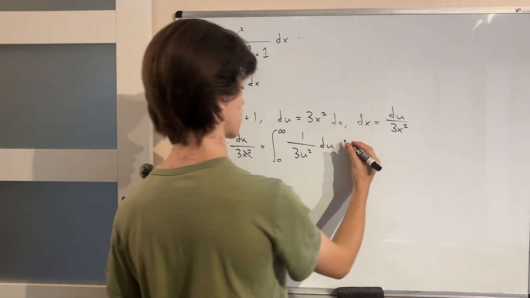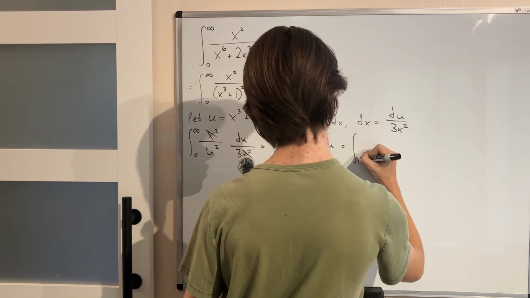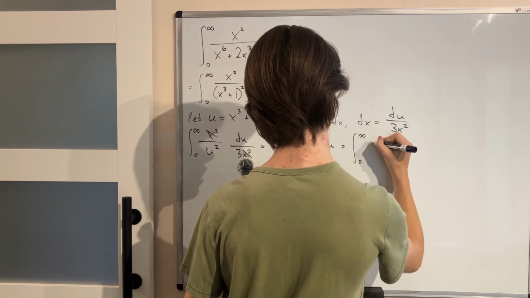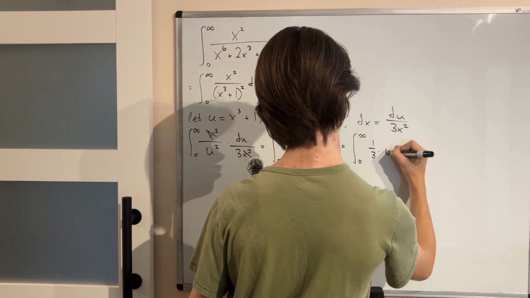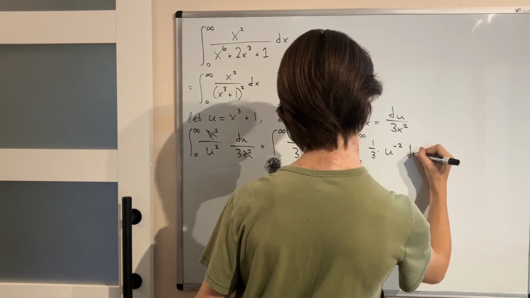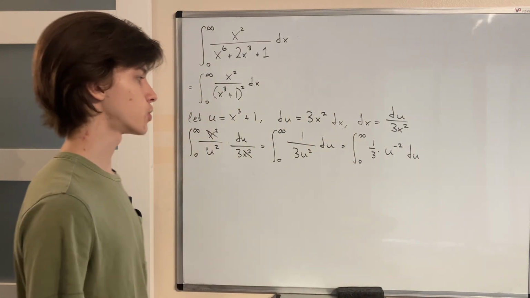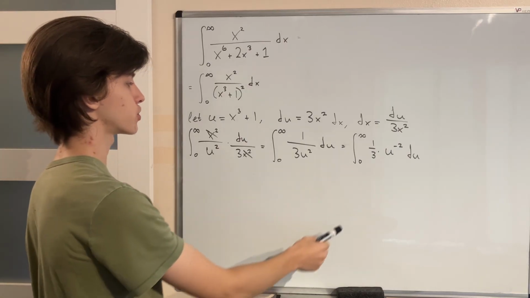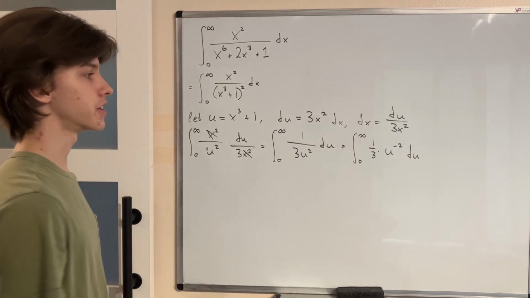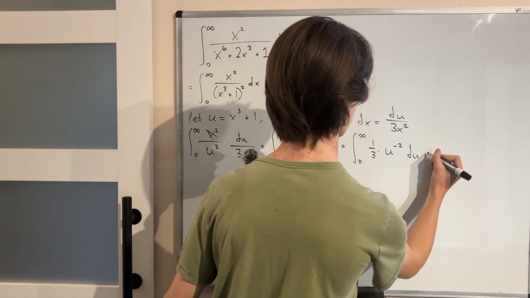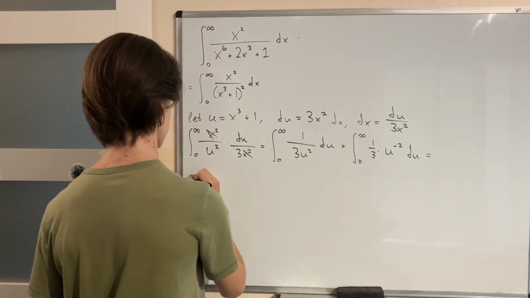This integral is equal to the same integral from 0 to infinity of 1/3 times u to the negative second power. Do you see why? Because u to the negative second power is just 1 over u squared, which, when we multiply it times 1/3, we get exactly what is in here. And we can just evaluate this using the reverse power rule.